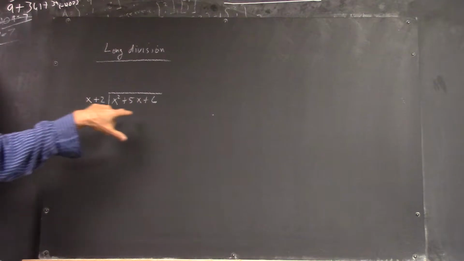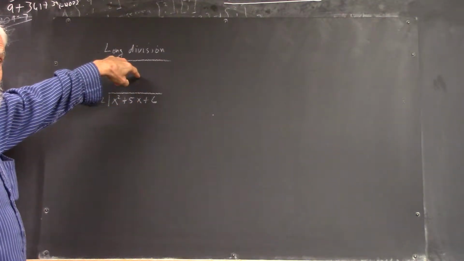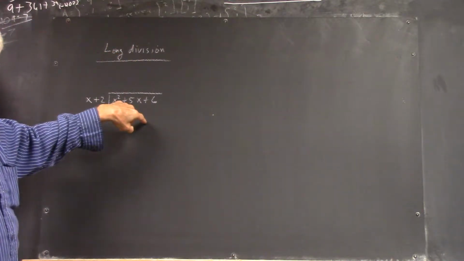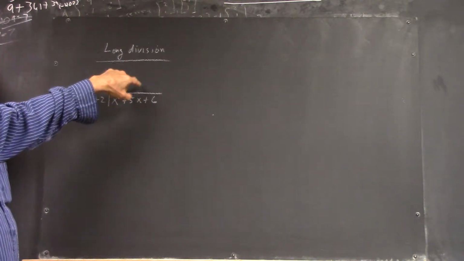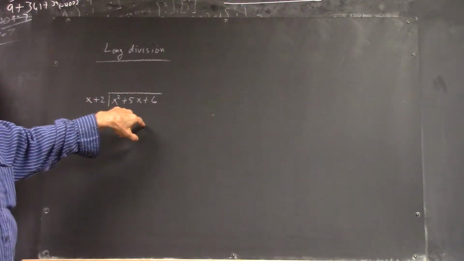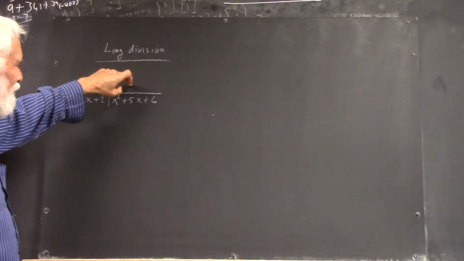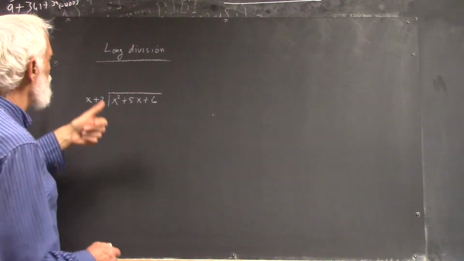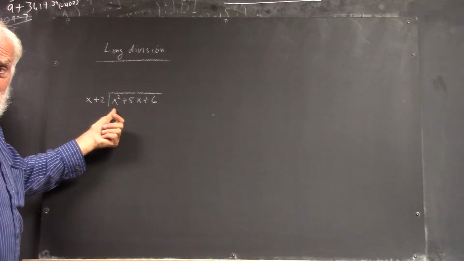And when you divide a number into another, you want to find a result, and your result is what you'd multiply by this to get this, right? Because if this divides into this many times, then this times this has to equal this, right? So what do we know has to go up here? Whatever goes up here when multiplied by x plus 2 has to give us x squared, doesn't it?